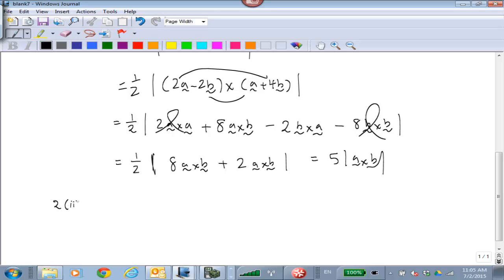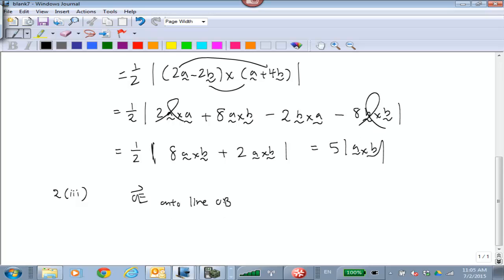I'm not going to finish everything. Find the length of the projection of OE onto line OB. How to find? OE onto line OB. It's a projection, so it's something dot something hat. So OE dot OB hat, modulus, right? Because I only need the length.